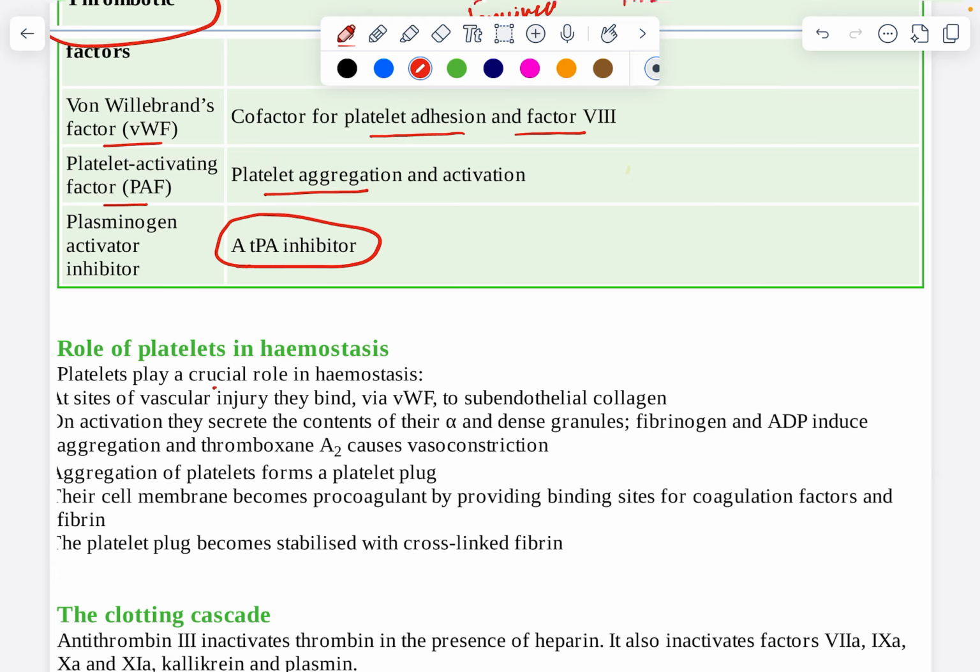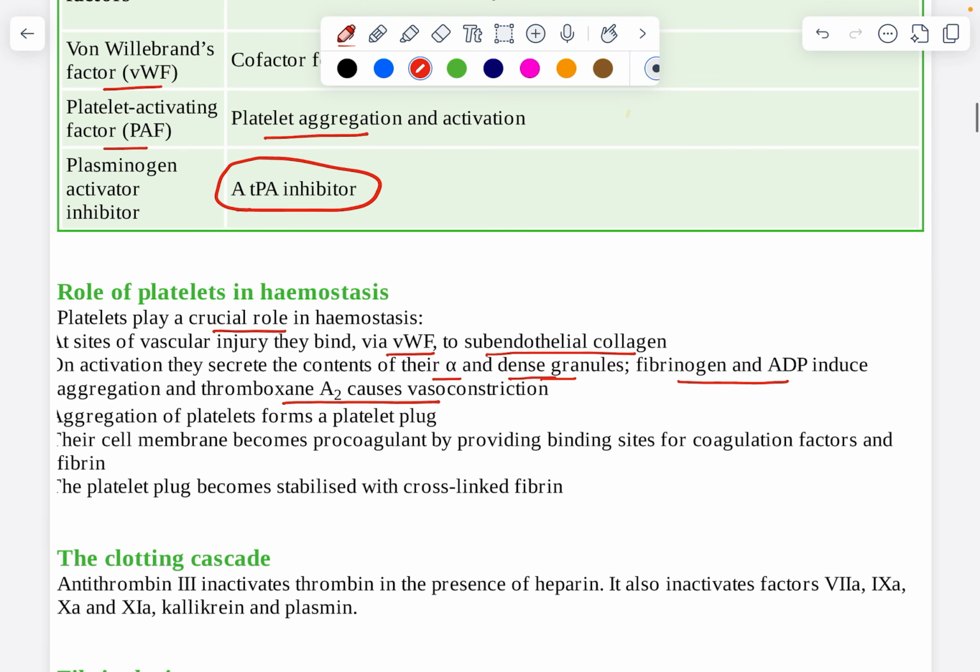What is the role of platelets in hemostasis? This is the most important, crucial layer, platelet hemostasis. At the site of vascular injury, platelets bind via von Willebrand factor to subendothelial collagen. So platelet adhesion is helped by von Willebrand factor along with factor 8. On activation, they secrete the contents of alpha granules and dense granules. Fibrinogen and ADP induce aggregation and thromboxane causes vasoconstriction. So thromboxane A2 causes vasoconstriction, and fibrinogen causes aggregation. These are from the alpha granules.